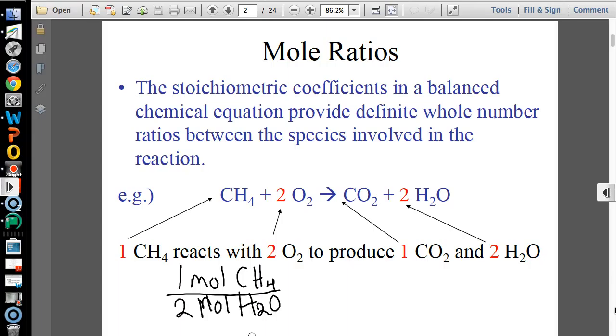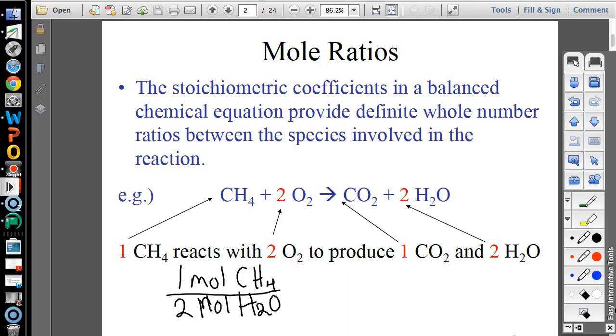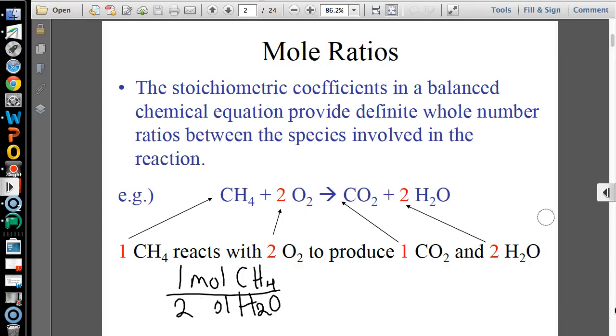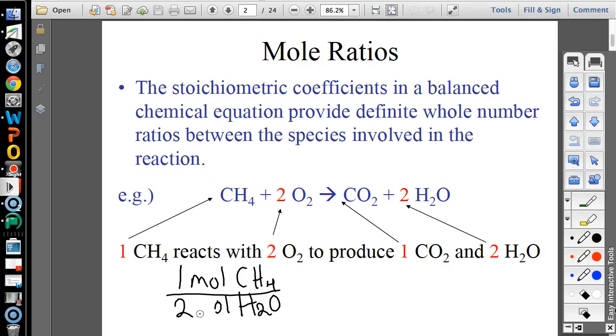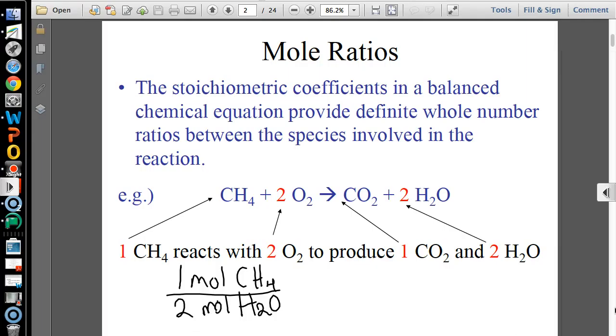I just got to fix that M. I'm not going to be able to sleep tonight. There we go. Where did I get those numbers? Well, I just got them from the balanced equation. That's a mole ratio. So on your paper, write a different mole ratio. Talk to your neighbors if you need to.